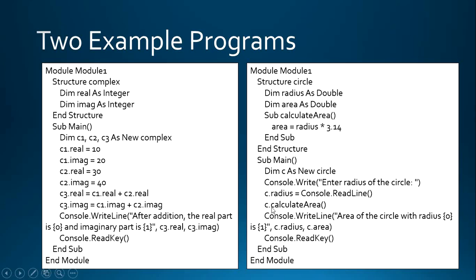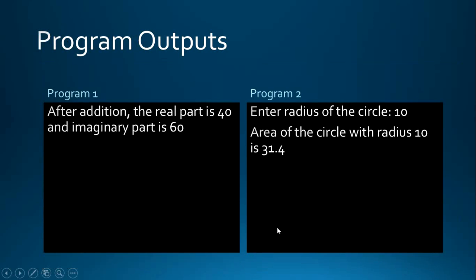After that, you call CalculateArea of the structure variable c. When you call this, it will get executed and the result gets stored in c.area, and after that you print the results. First of all it will ask the user to enter the radius of the circle. Suppose the user enters 10, then it prints the area of the circle with that radius. Okay, this won't be the same because we have to change the formula there.